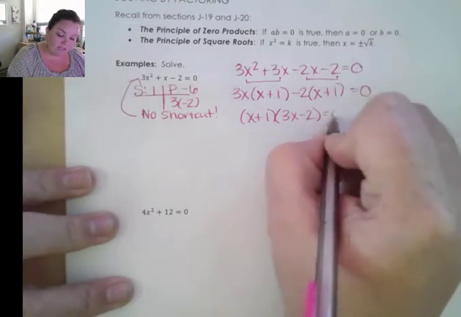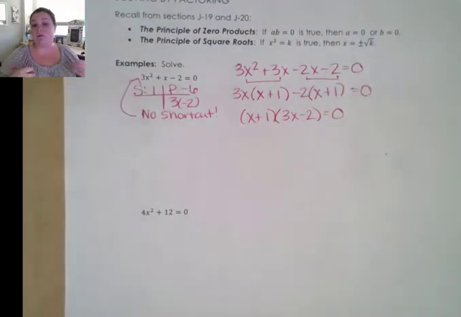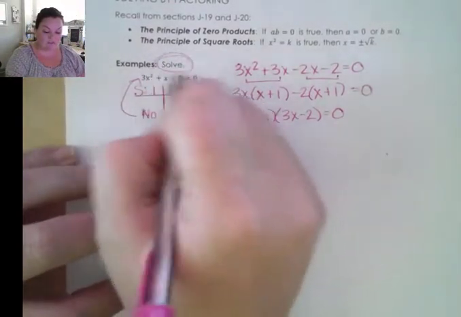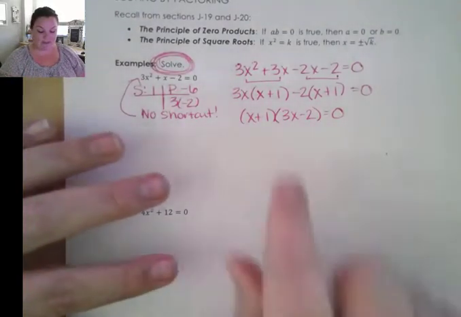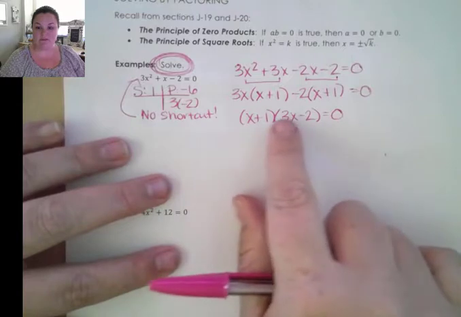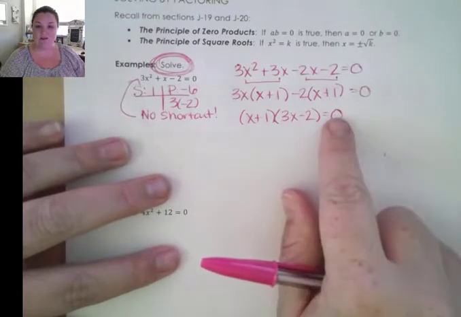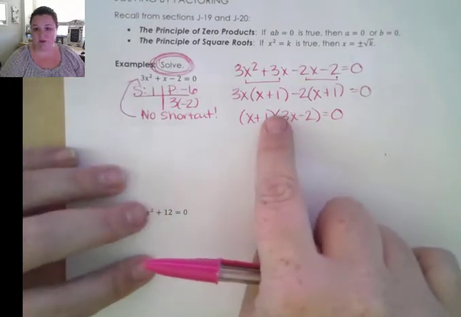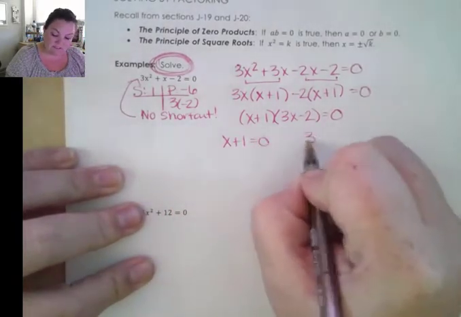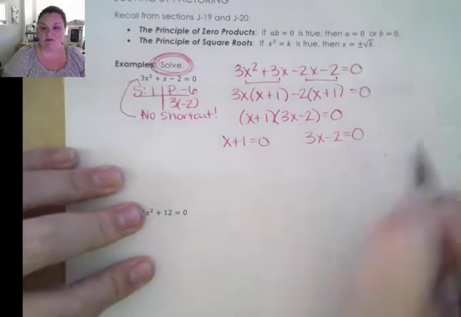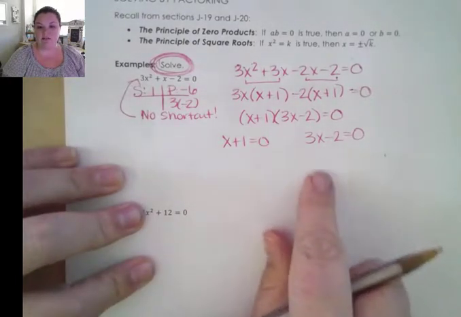Okay. Now, normally that's where we stopped when we were factoring, but now we're solving. So if you see this word solve, don't stop once you've got it factored. Now that we have it factored, we have two things multiplied together that equal 0. That means one of these things has to be 0. So we just set each one equal to 0. x plus 1 equals 0, or 3x minus 2 equals 0, and we solve each equation.